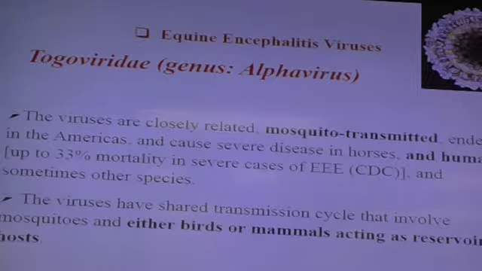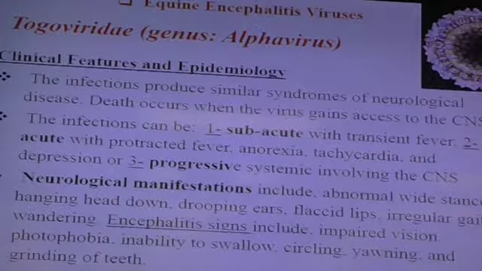The main reservoir is thought to be birds. Mosquitoes take the virus from birds and infect horses as well as humans. Now, this disease is called equine encephalitis virus. However, the progressive form of this disease causes encephalomyelitis. So it not only involves the brain, but also involves the spinal cord.